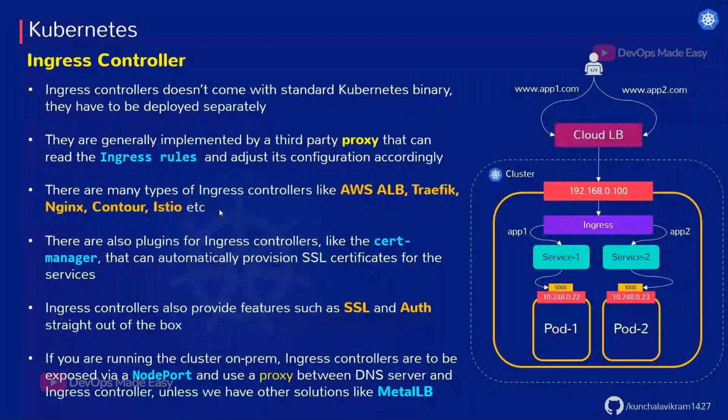There are many ingress controllers which we already know. AWS ELB is again a type of ingress controller, then traffic, nginx, and you also have HA proxy. There are a lot of ingress controllers available.